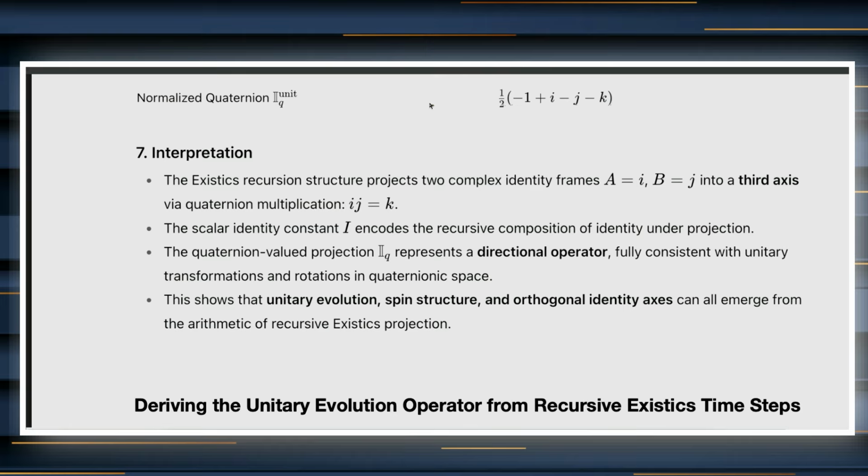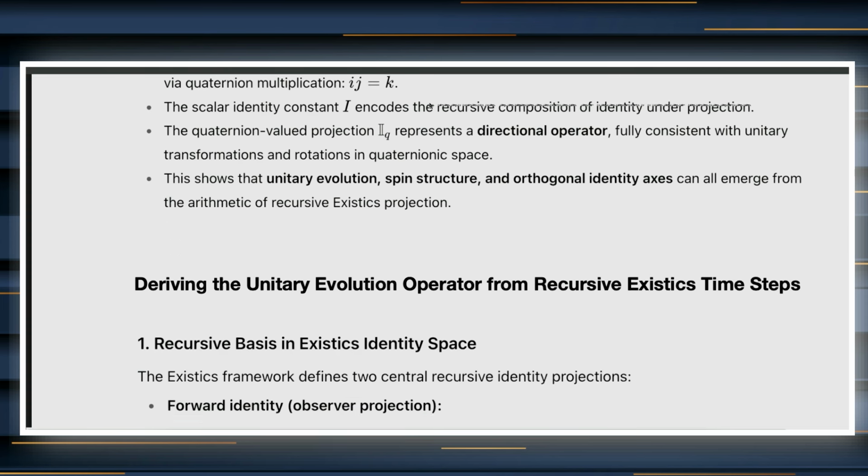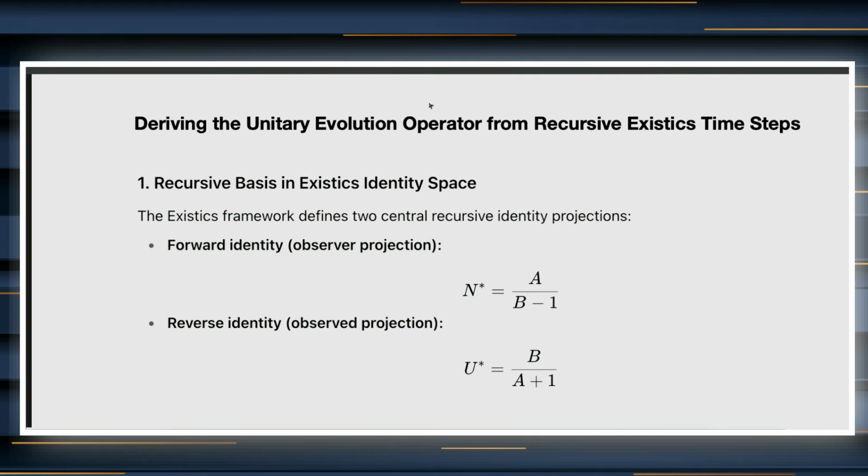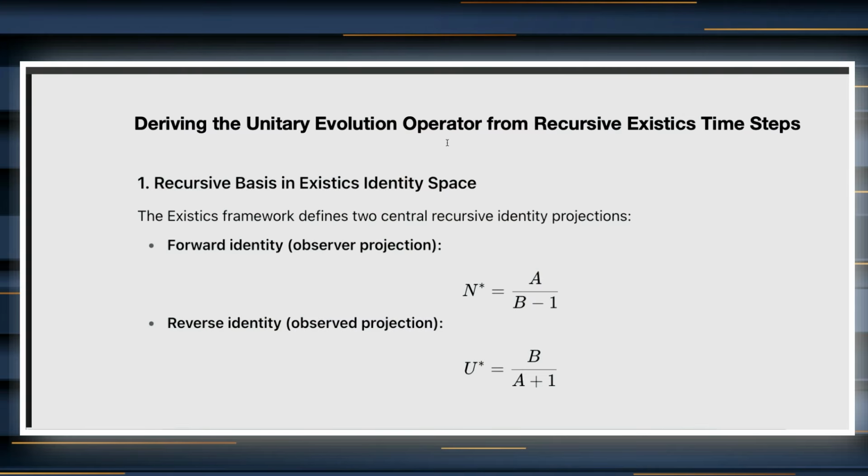Basically meaning you need to use hyperbolic space. This shows that unitary evolution, spin structure, and orthogonal identity axes can all emerge from the arithmetic of recursive Existics projection. Deriving the unitary evolution operator from recursive Existics time steps. So this is where stuff gets really deep. Now we're just going to get into the weeds and derive quantum mechanics fundamentally from the Existics equations.